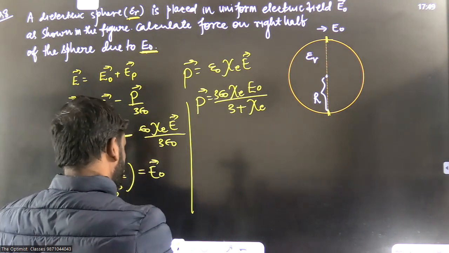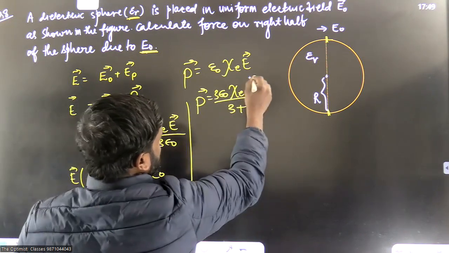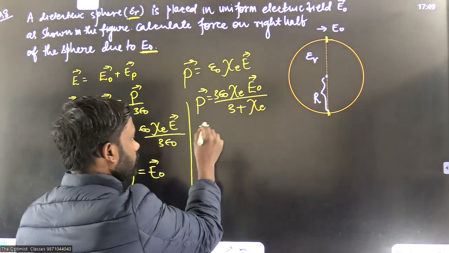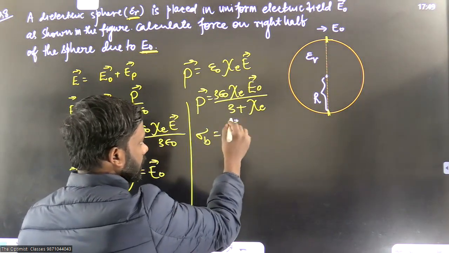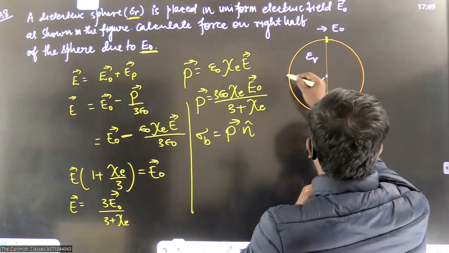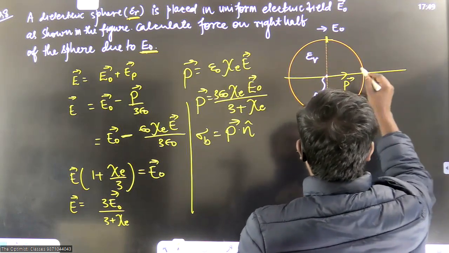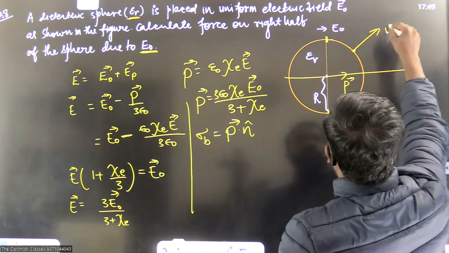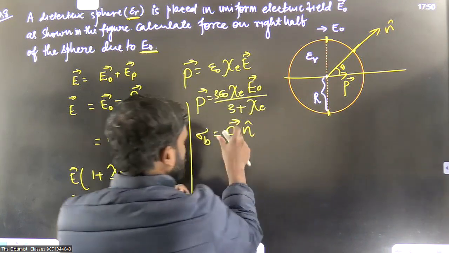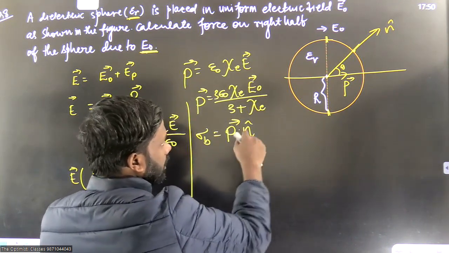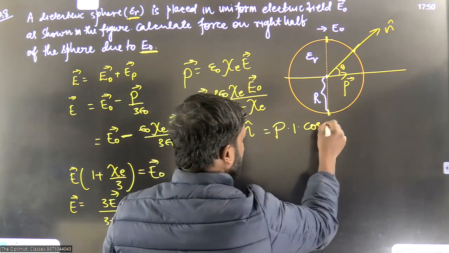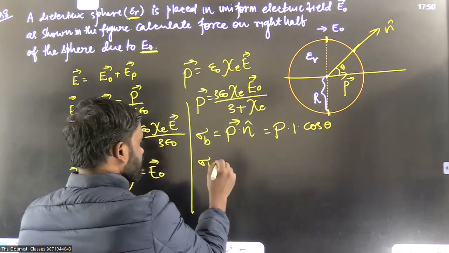So now that is the polarization vector. So we can calculate bound charge densities developed on the sphere. Sigma B is equal to P dot n cap. So here, see, polarization is in this direction. This is the direction of polarization. And at some point, you take n cap like this. Suppose this is at angle theta. So if you do dot product, you will get magnitude of P, and magnitude of n cap is 1 and cos of angle between the two. So this will just become P into 1 into cos theta. So sigma B is this.